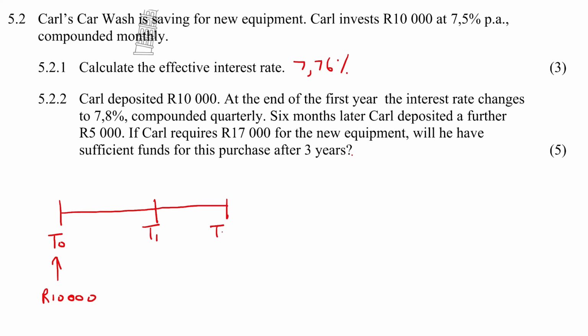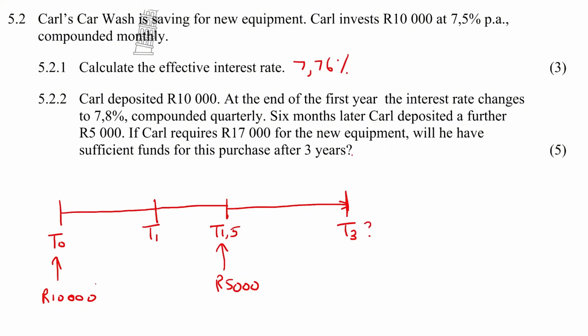So that'll be half a year from T1. So it'll be T1.5. We are at 1.5 years over here. What does this guy do? He deposits 5,000 Rand. Okay. Right. And then if Cole requires 17,000 Rand, will he have sufficient funds at the end of the 3 years? So at T3, we are going to calculate how much money he has altogether. And we hope, for his sake, that it's 17,000 Rand or more.